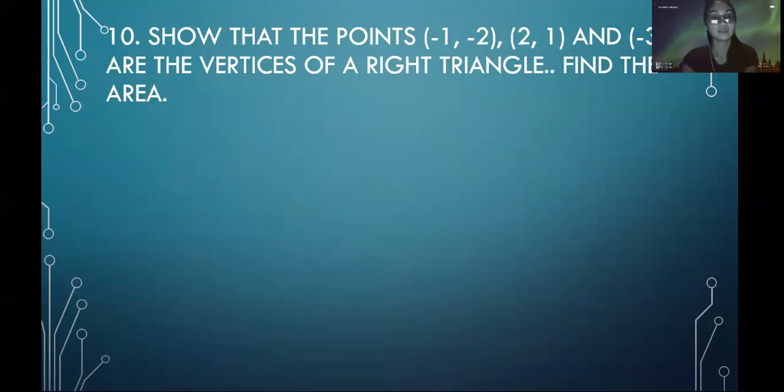So number 10, show that the points negative 1 and negative 2, positive 2 and 1, and negative 3 and 6 are the vertices of a right triangle. So find the area.